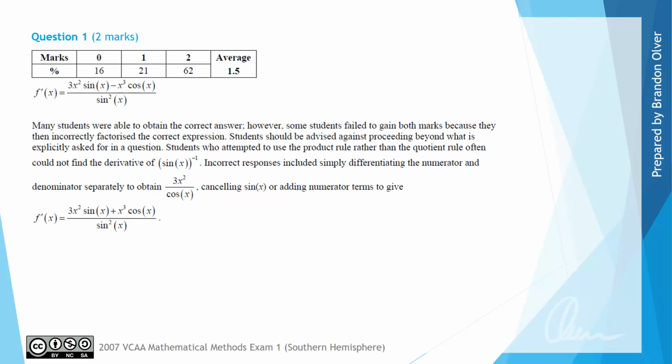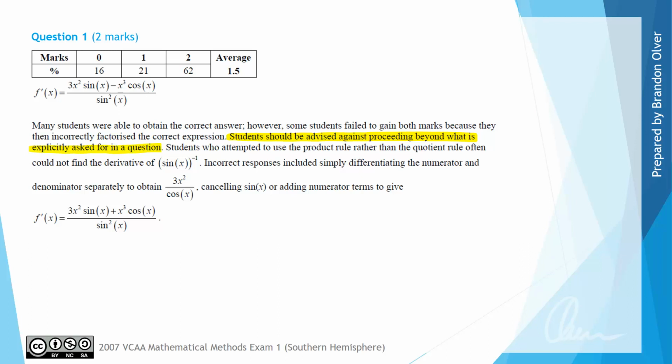So from the examiner's report we can see that 62% of students got that answer correct. However, some students failed to gain both marks because they incorrectly factorised the expression. Students should be advised against proceeding beyond what is explicitly asked for in the question.